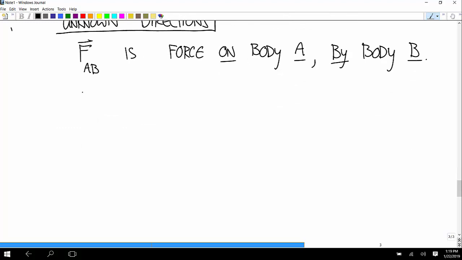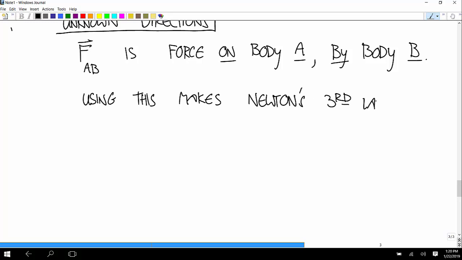And using this makes Newton's third law really easy to use, because it just means that FAB is equal and opposite to FBA.